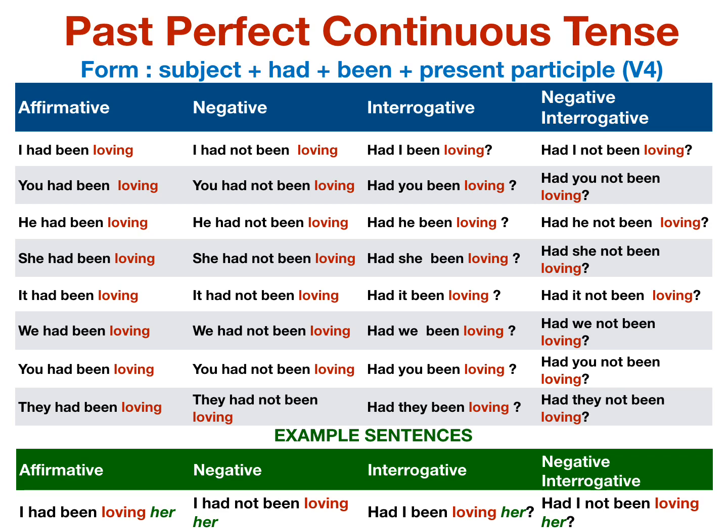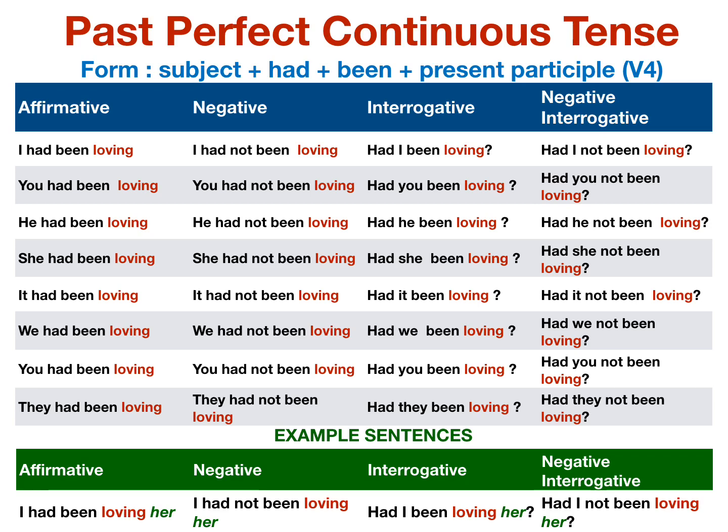He had been loving. He had not been loving. Had he been loving? Had he not been loving? She had been loving. She had not been loving. Had she been loving? Had she not been loving? It had been loving. It had not been loving. Had it been loving? Had it not been loving?